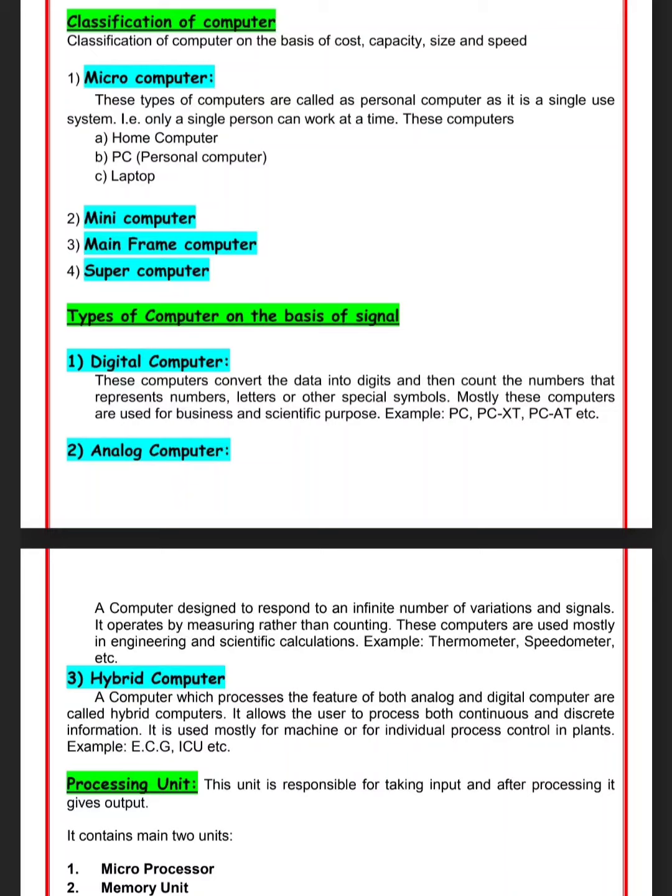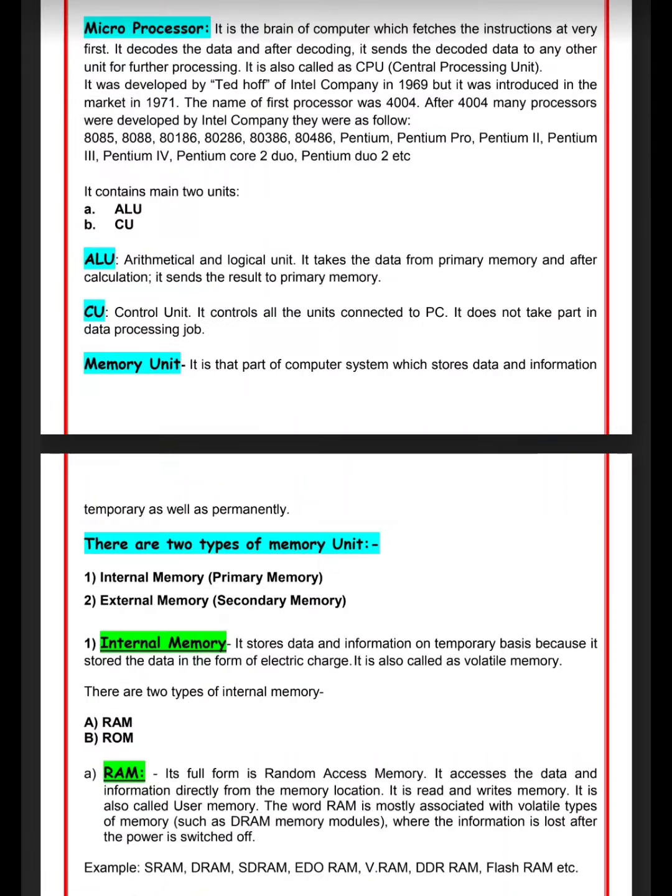Hybrid computer: a computer which possesses the features of both analog and digital computer is called hybrid computer. It allows the user to process both continuous and discrete information. It is used mostly for machine or for individual process control in plants. Example: ECG, ICU, etc. Processing unit: this unit is responsible for taking input and after processing it gives output. It contains two main units: microprocessor, memory unit.